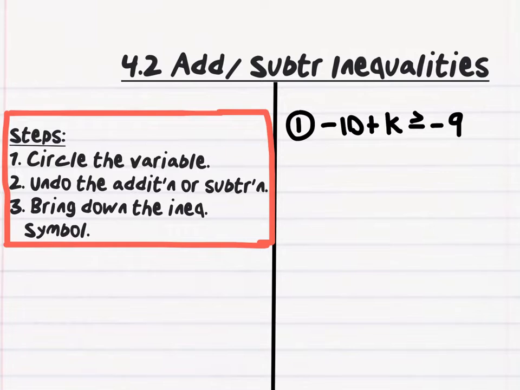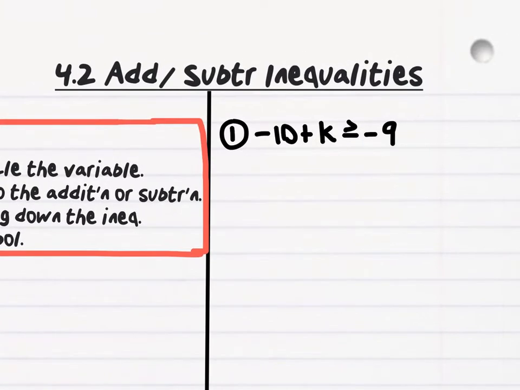So the first step says to circle the variable. I'm going to use a different color to circle the variable. So I'm going to use a red, circle the variable. And then I also want you to draw this line underneath the inequality symbol, just like we did when we were solving equations. Okay, so here we're trying to get k by itself.